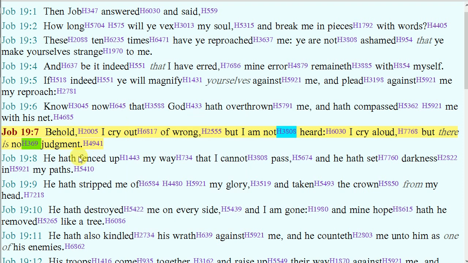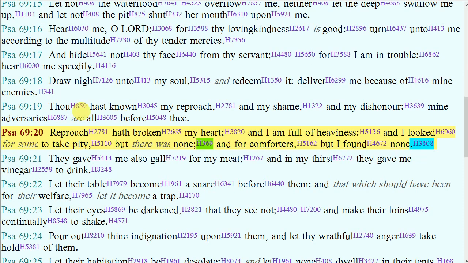Behold, I cry out of wrong, but I am not heard. I cry aloud, but there is no judgment, or none judgment. Reproach has broken, I think this is the last one. We're just reading through them now because I think the point is made. Reproach has broken my heart, and I am full of heaviness. And I looked for some to take pity, but there was none, and for comforters, but I found not any.